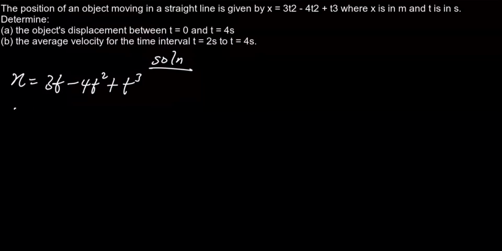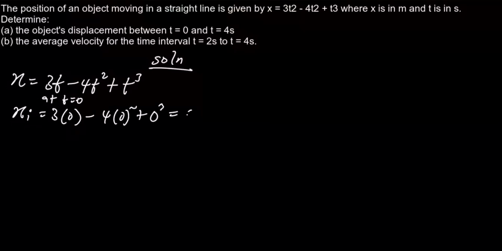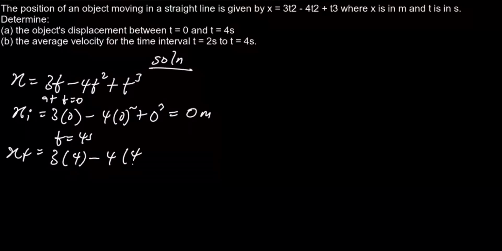So this is what we will do. Firstly, the initial displacement is for the initial time here. Substitute t equal to 0. At t equal to 0, what we have is 3 times 0 minus 4 times 0 square plus 0 cube, and everything gives 0 meters. And what's my final displacement? I'll get my final displacement at t equal to 4 seconds. So anywhere you see t here, put 4 seconds. So I have 3 times 4 minus 4 times 4 square, then plus 4 cube.